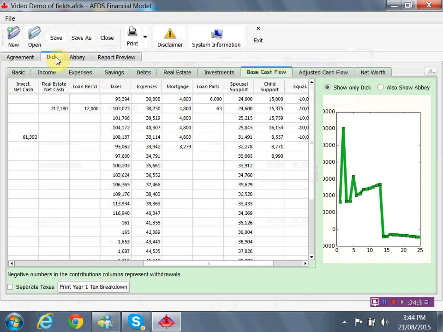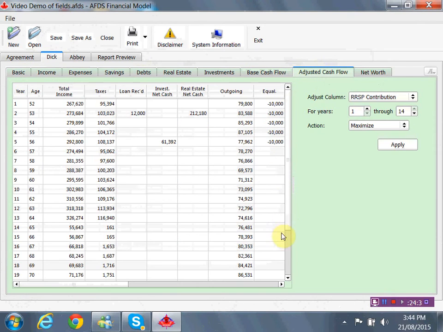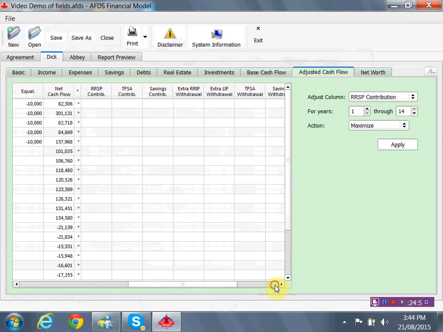So if we go back to Dick and look at the adjusted cash flow, you actually have a ton of things that you can do here. If you look at your columns, there's his income, his taxes, that loan, the net cash that came in, and his real estate. Outgoing shows the outgoing amounts of money. And if we keep going, there's that 5 years of equalization. Everything before the asterisk shows you the basic cash flow.